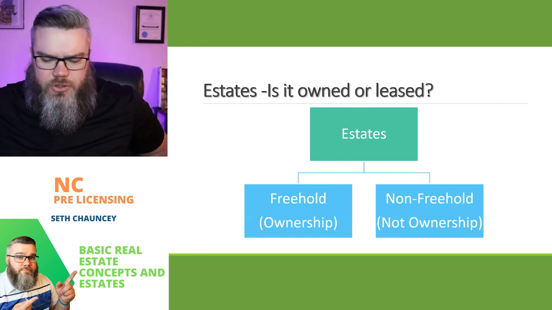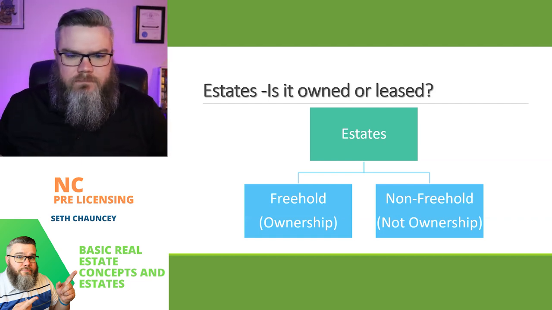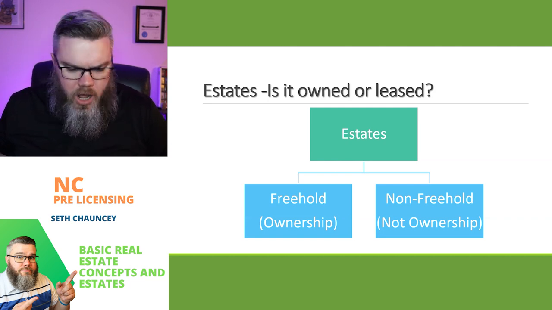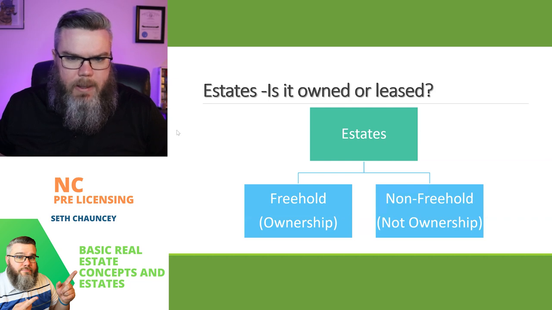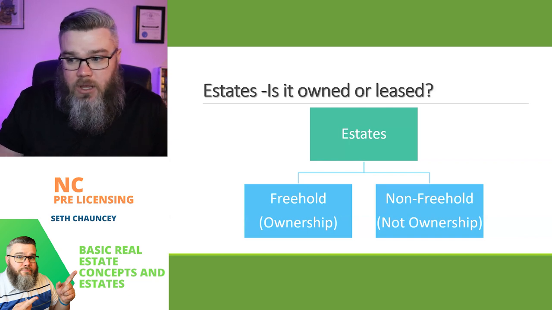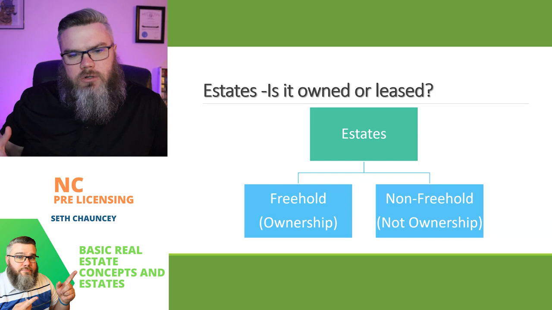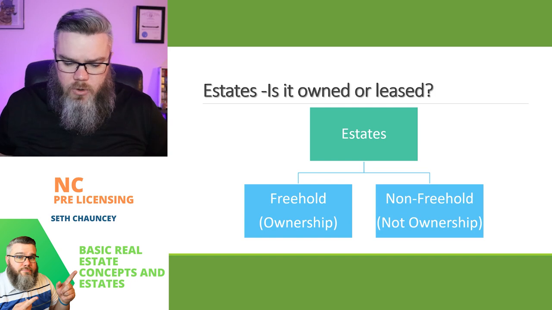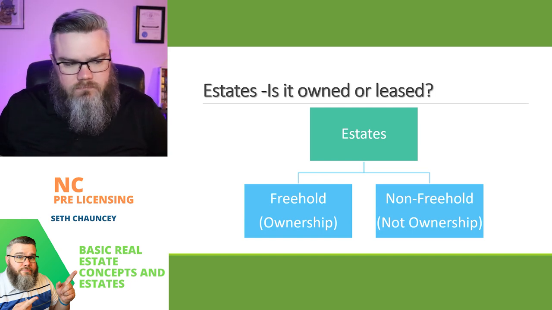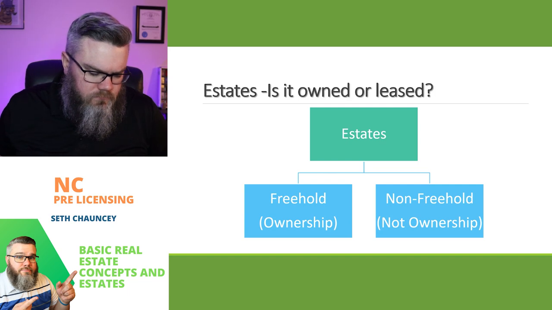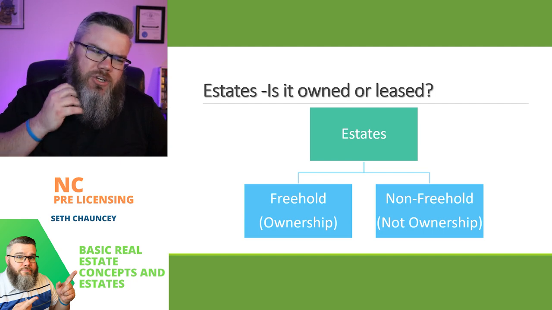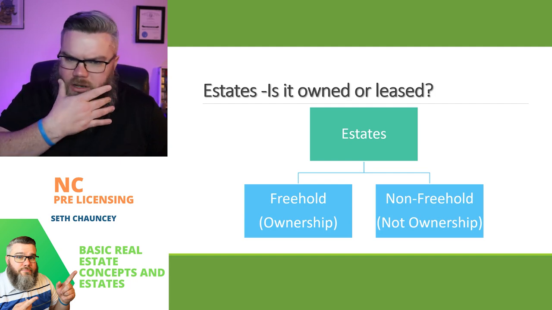We call the estates of ownership freehold estates. We call the estates not of ownership non-freehold estates, and we also call them leasehold estates. Okay, it's in the name. If you are leasing something, you have a non-freehold estate, also called a leasehold estate. If you own something, you have a freehold estate. Jacob, yeah, it should be 3, I believe. I'll look at it in just a second and confirm, but I think that's right.